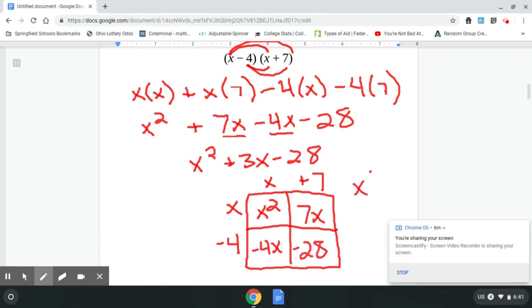Start in the top left-hand corner, that's x squared. I've got two like terms here. Negative 4x plus 7x is plus 3x. And negative 28 is negative 28. Again, showing we get the exact same answer.